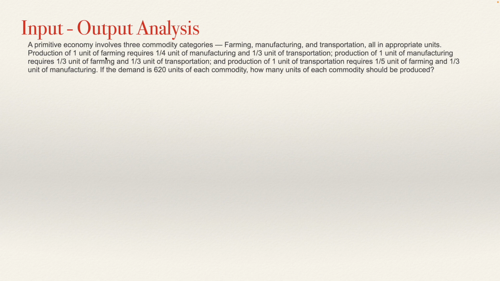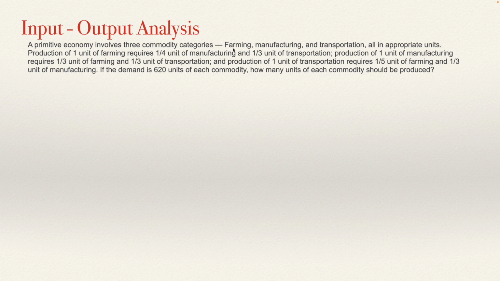Production of 1 unit of farming requires 1/4 unit of manufacturing and 1/3 unit of transportation. Production of 1 unit of manufacturing requires 1/3 unit of farming and 1/3 unit of transportation. And production of 1 unit of transportation requires 1/5 unit of farming and 1/3 unit of manufacturing. If the demand is 620 units of each commodity, how many units of each commodity should be produced?